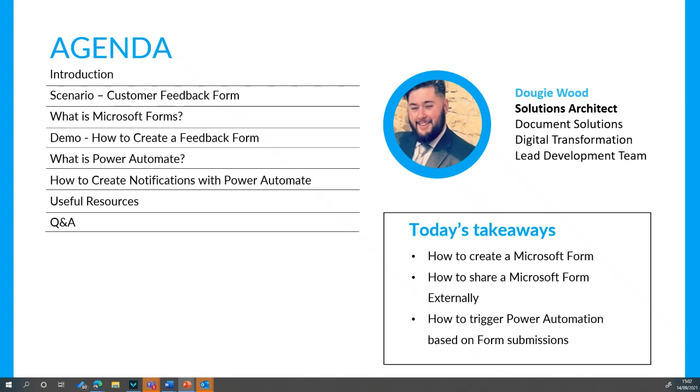There's a slide around some useful resources and some materials which will help you get started by doing these sort of things, and then there'll be a little bit of time for Q&A at the end. But really, today's key takeaways are around how to create a Microsoft form, how to share the Microsoft form externally, and how to trigger Power Automate based on form submissions.